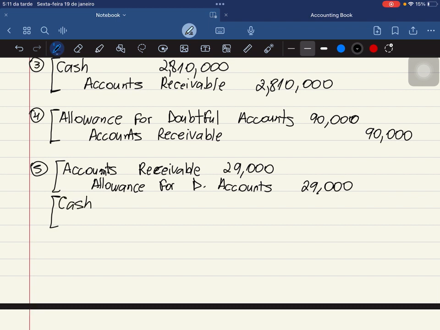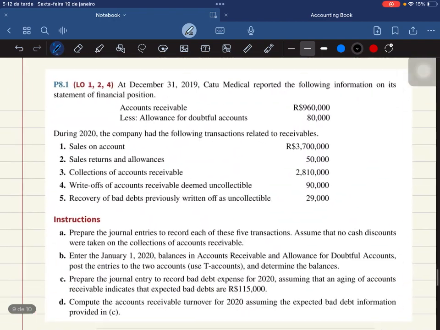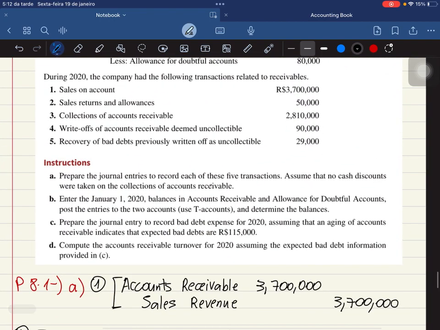You got this cash. So cash has to go up and accounts receivable has to go down because this account that was supposed to be received was received, and it was received in cash. So accounts receivable goes down by the same value, just like this. And that is number 5, and that is letter A.